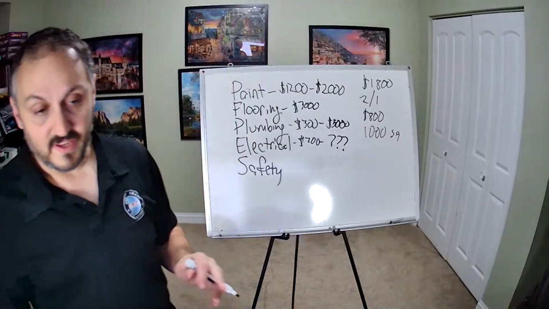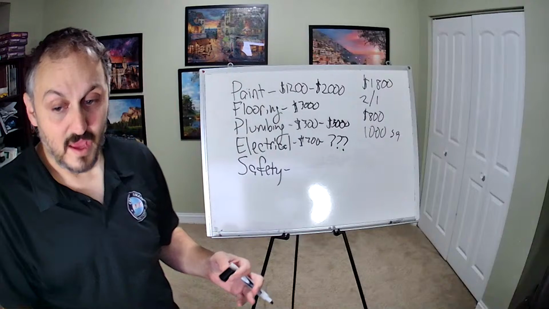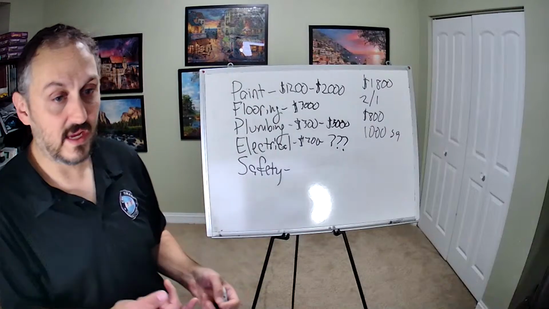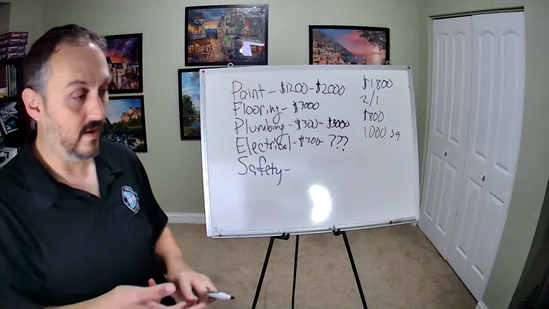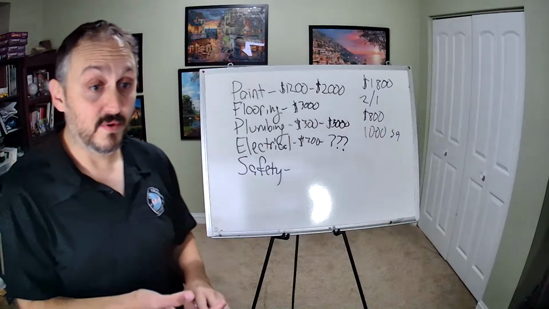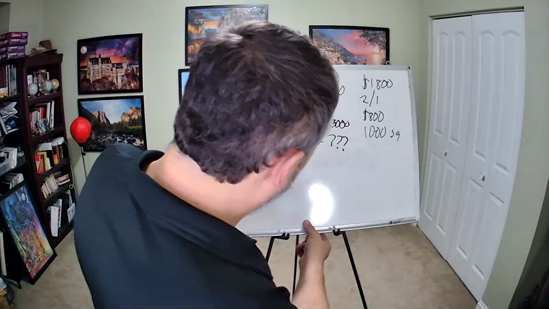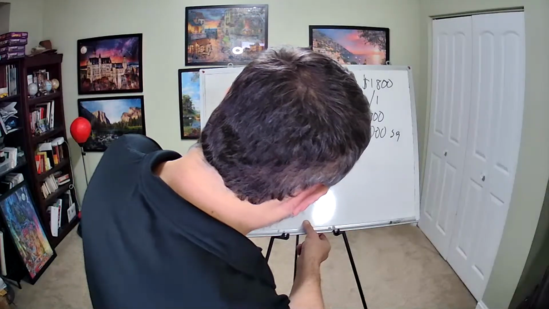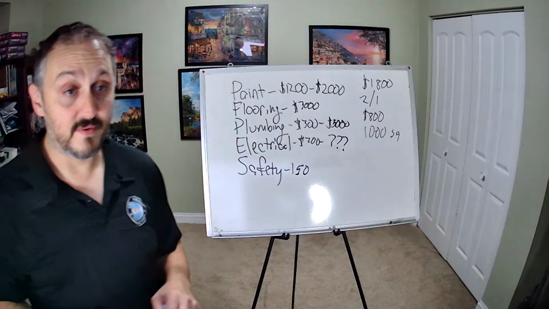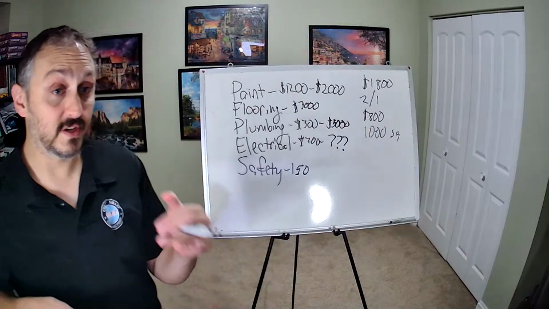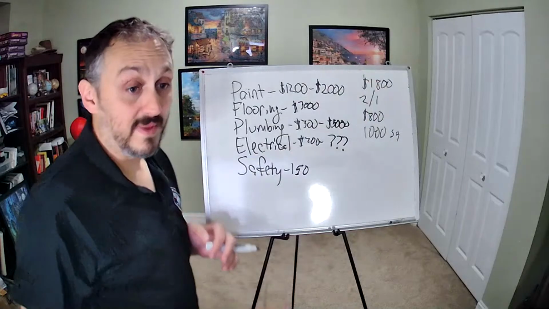Final thing is safety. So what do we talk about when we mean by safety? Well, let's say, again, I'm going to use carbon monoxide or fire detector or smoke alarm. Those type of things generally are about $150 to $200 per unit. I'm going to say $150 on the low end just to be safe. Depending upon the size, you're going to need multiples. So keep in mind a 2 bedroom, 1 bath, 1,000 square feet.